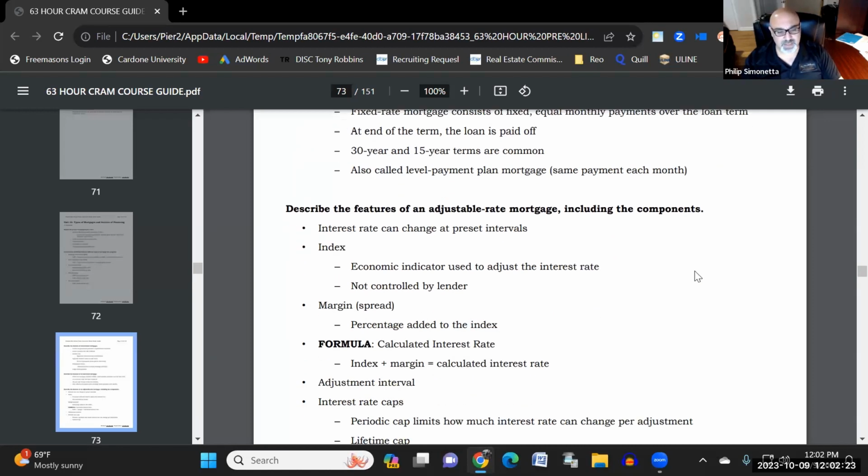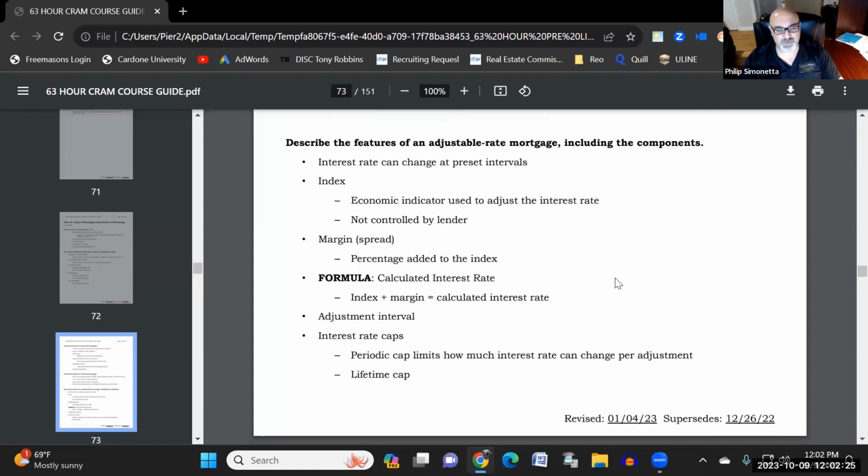Okay. Now let's describe the features of an adjustable rate mortgage, including the components and how it works. So the interest rate can change at preset intervals. It's a 2-year ARM, 3-year ARM, 5-year ARM, 7-year ARM. Those are the intervals. You have the index, which is the economic indicator used to adjust the interest rate. It's not controlled by the lender. So that's prime rate.